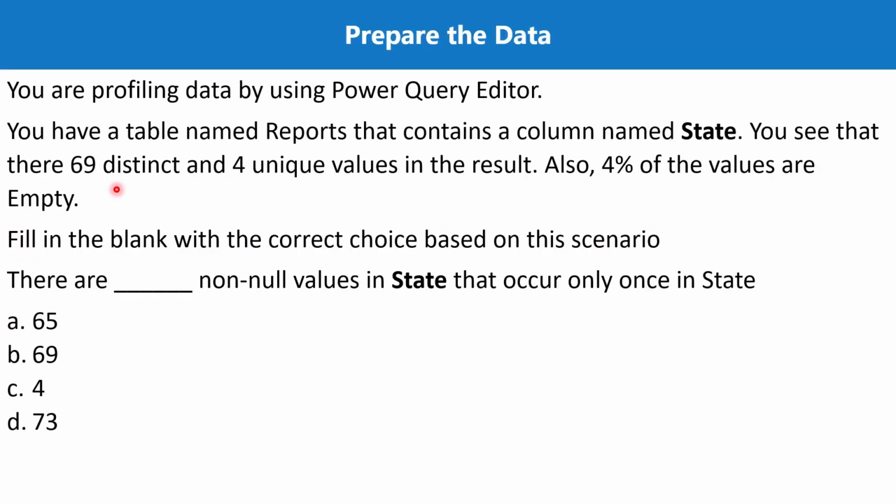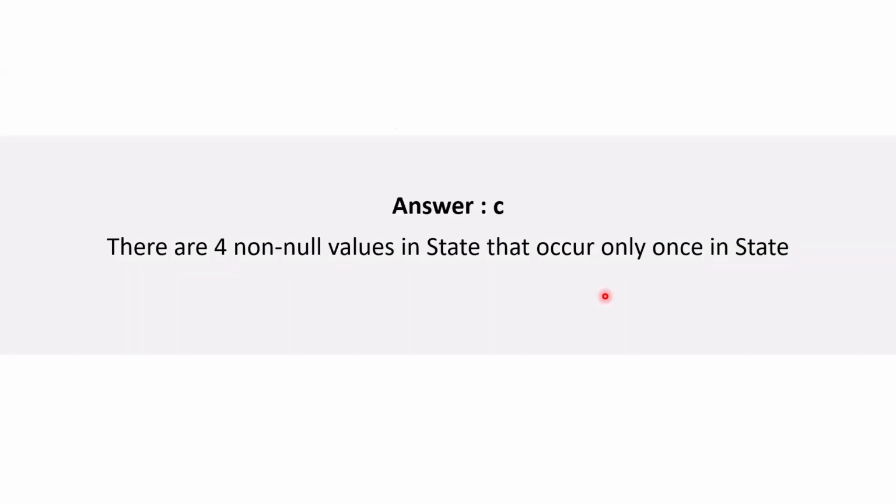Question 4. So question 4 is actually the same statement. So we have the same statement as question 3, but the question here is different. And the question states that there are dash non-null values in state that occur only once in state. So the correct answer is option C, and this is 4 non-null values in state that occur only once.